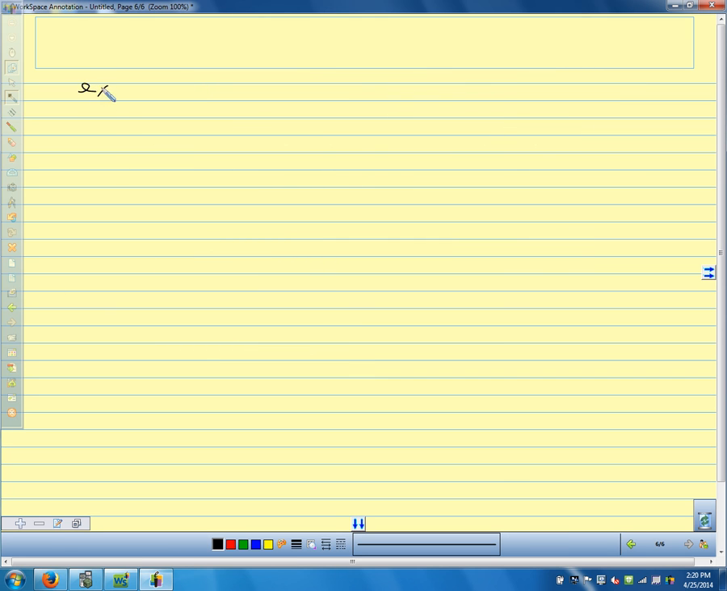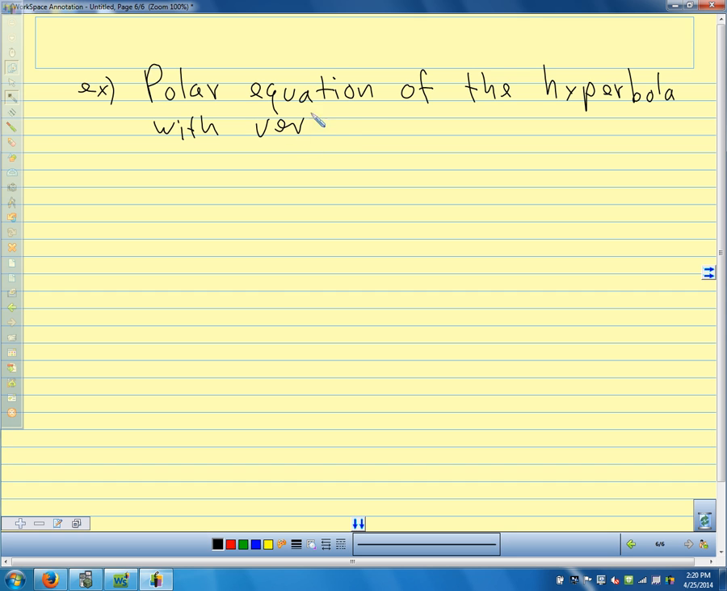All right, so for this one, last example, we want the polar equation of the hyperbola with vertices (1, 3 pi over 2) and (9, 3 pi over 2).